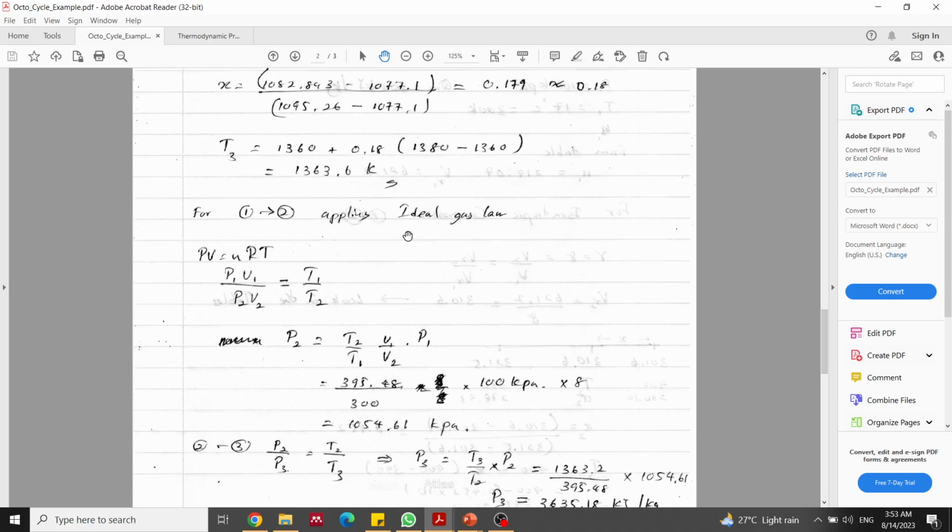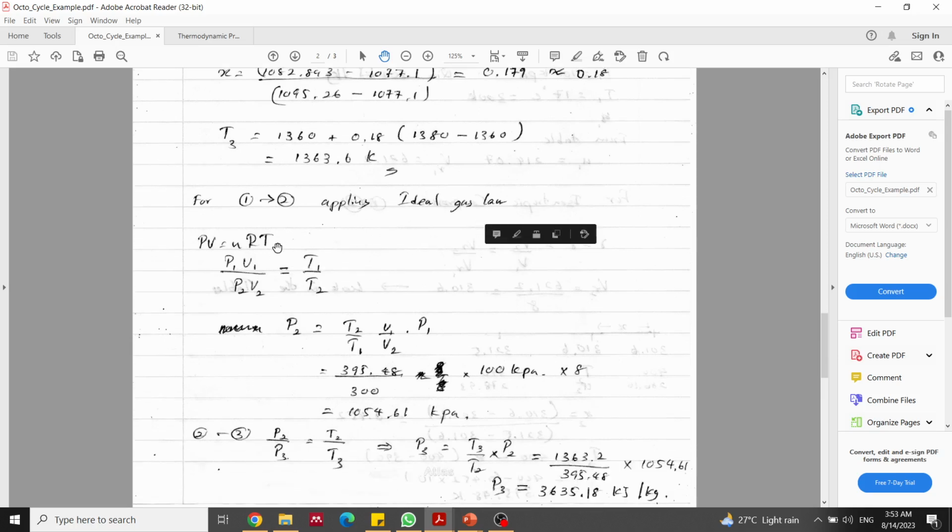So we can apply the ideal gas law. At both points, that means at point 1 and point 2, we can apply the PV equals nRT equation. Then we can divide one by the other, so we can get something like this. Then with that we can find the P2 value. Then if we apply the values, we get P2 equal to 1054.61.